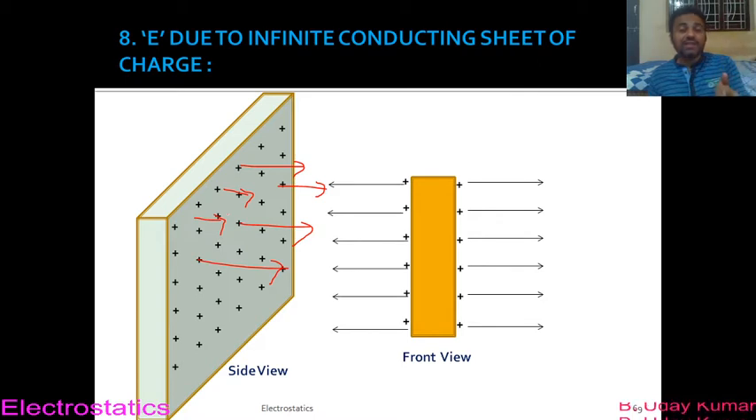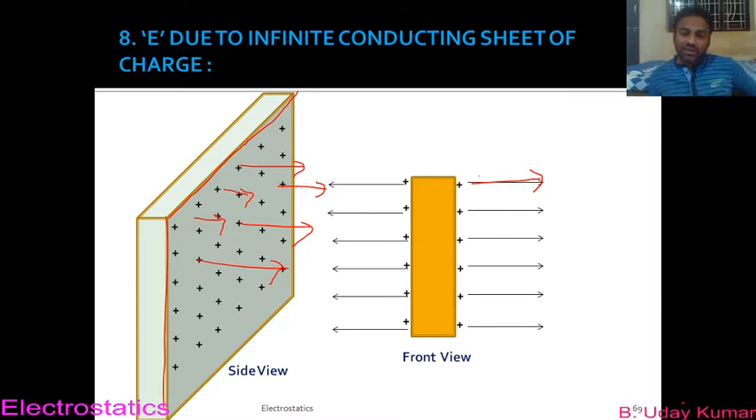Here in this case, since it is a sheet of charge, it has some length and breadth, right? It has some length and breadth, and hence this is the side view, and if you see this entire image from the front, all the electric lines of forces will be directed only towards right and left, not in all the directions. So the electric field will be directed only towards right and towards left.